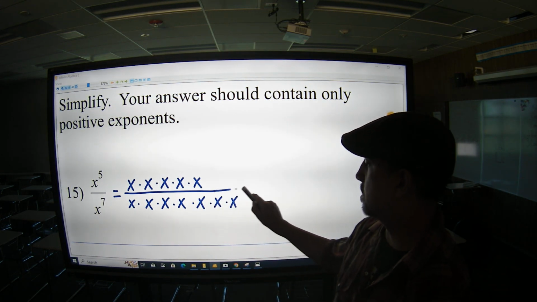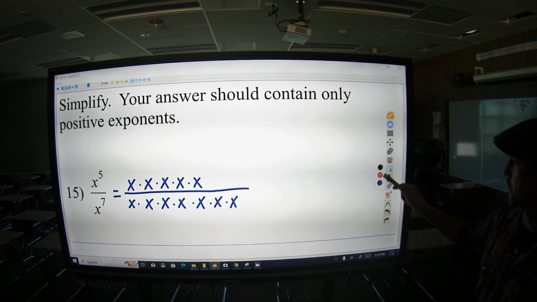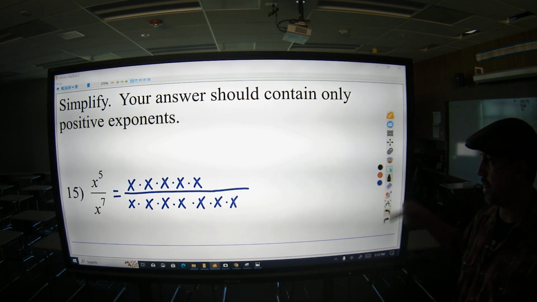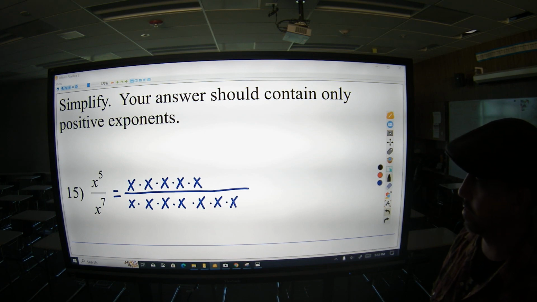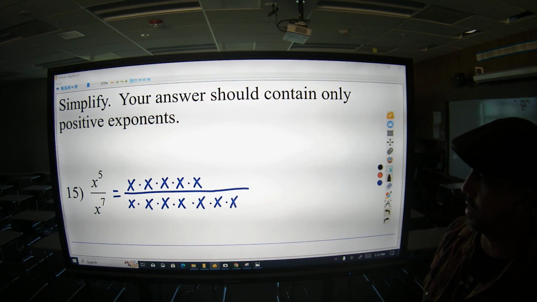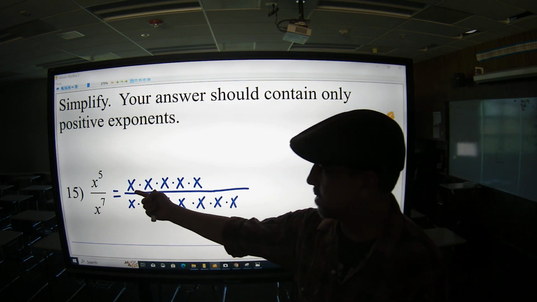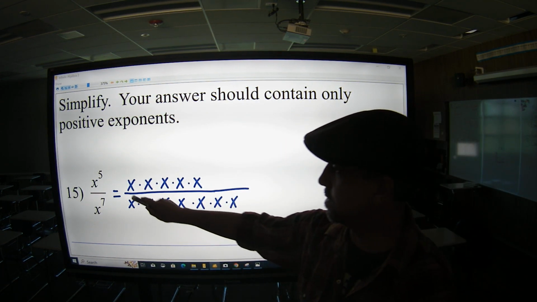So before I jump into the shortcut rule, let's make sure we understand what's happening here. Like I said, if there's something on the top and bottom that's multiplying, that's a factor of the entire numerator and the denominator, then we can cancel that out. And since we have nothing but multiplication happening on top and bottom, we can cancel these out.